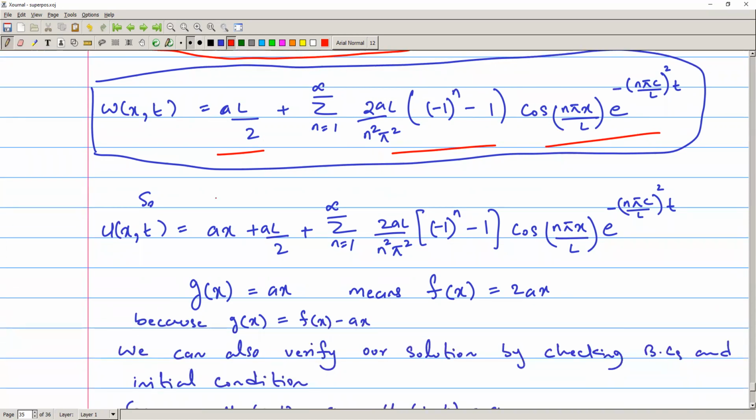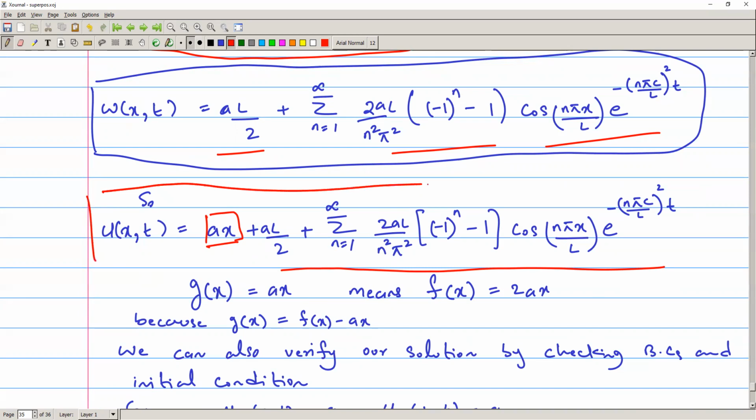Now we can generate the particular solution by using the superposition principle. So we will add up steady state temperature and transient temperature. So this is the steady state temperature, we already found ax, and this is the transient state temperature. So this is the final answer for this initial boundary value problem.